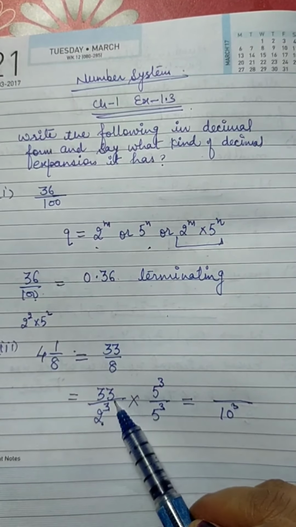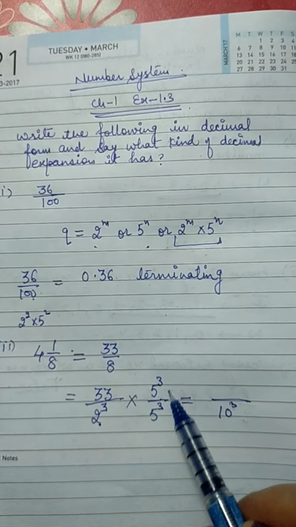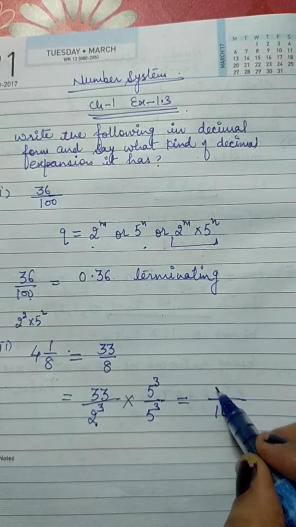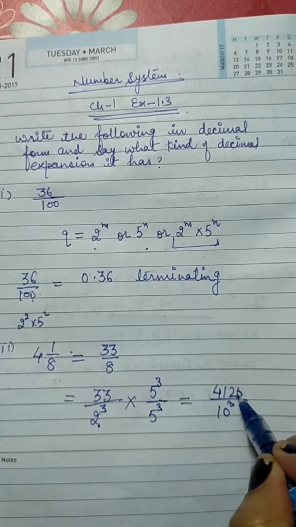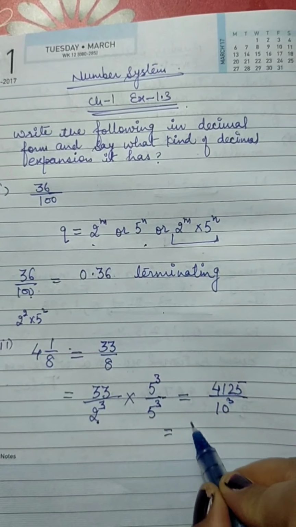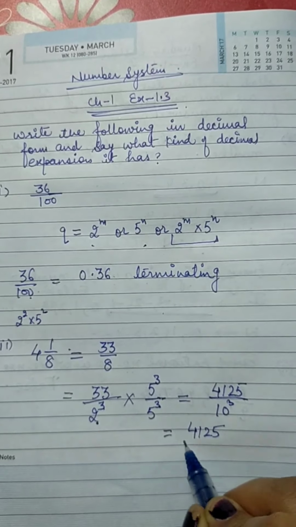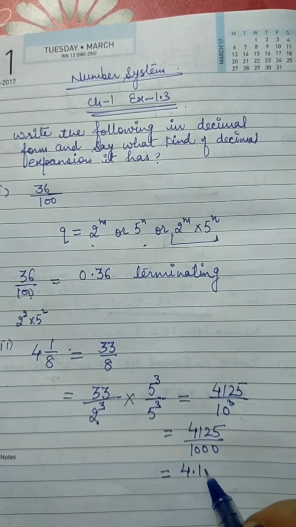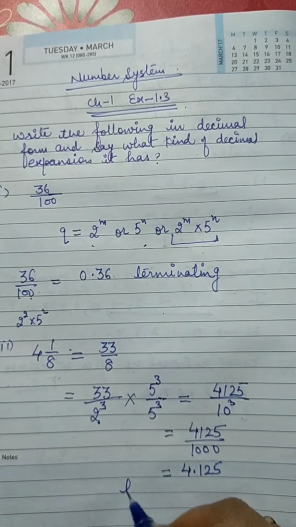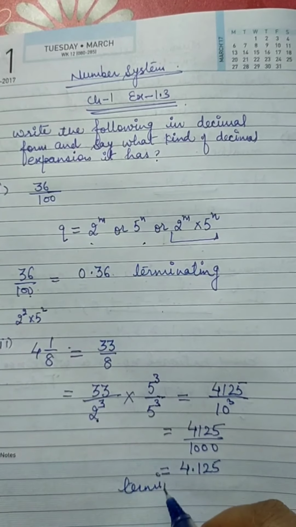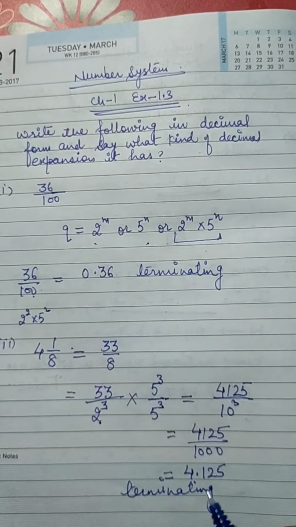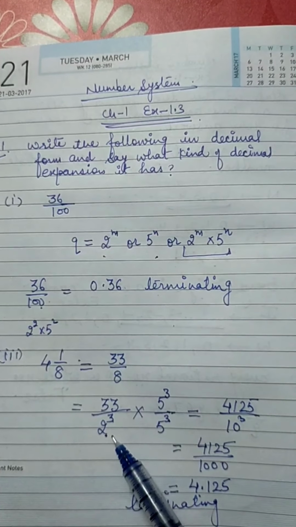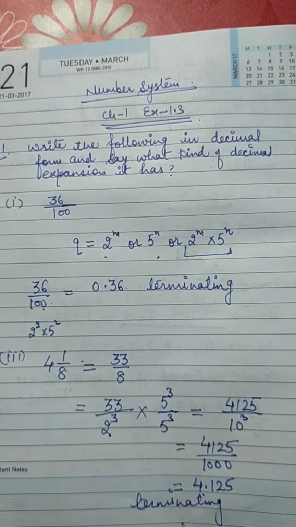So after multiplying 33 by 5 raised to power 3, 5 raised to power 3 means 5 fives are 25, 25 fives are 125. After multiplying these numbers, we will be getting 4125. That means 4125 over 1000, and here it becomes 4.125. So again this is terminating. If any other number comes within the denominator, then the decimal expansion will be non-terminating.